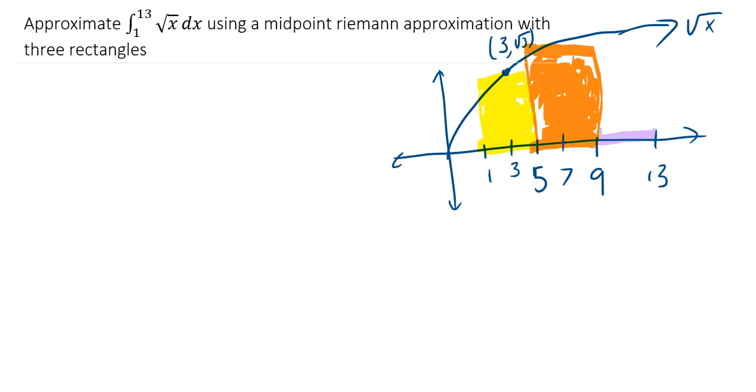Between 9 and 13, I will draw a rectangle, and its height will be determined by the midpoint between 9 and 13. So its height will be determined by f of 11. So it's going to go all the way up to here, like this.